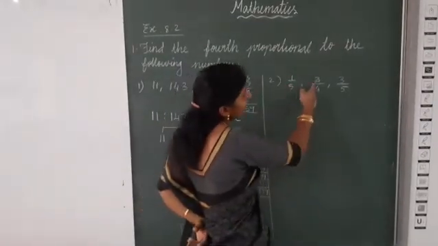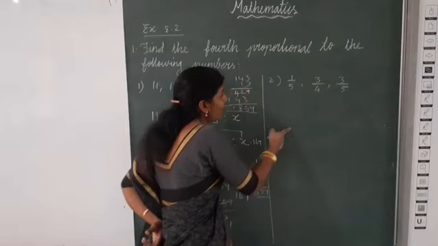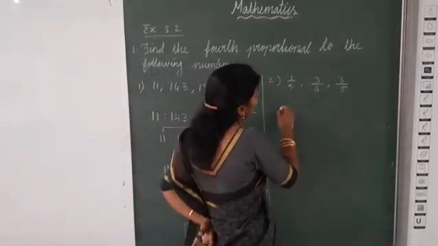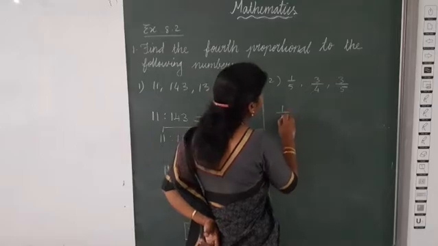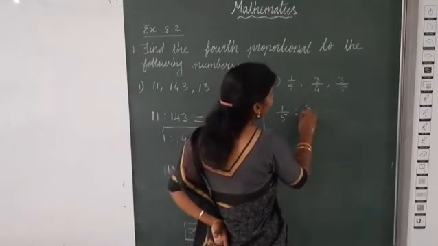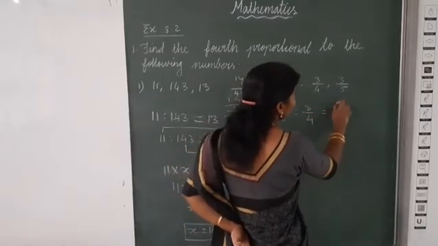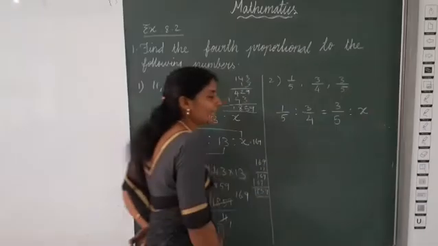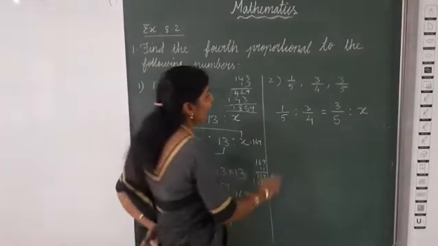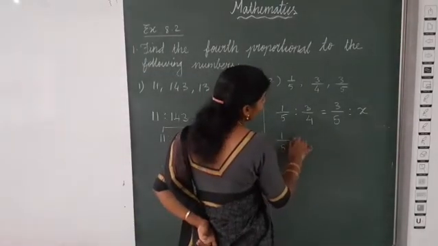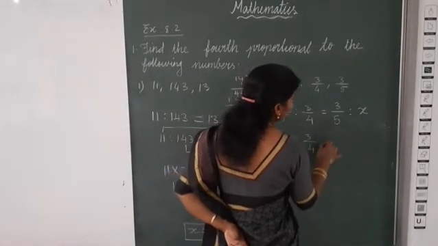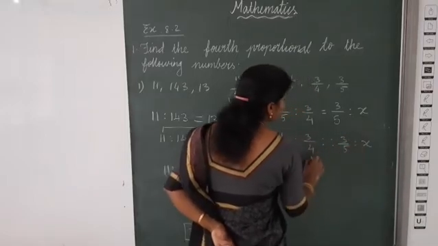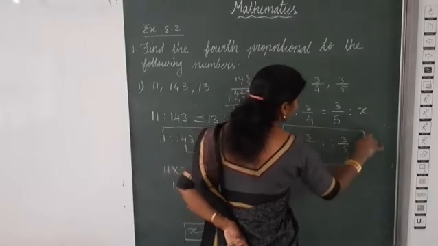Then we can move to the second question. 1 by 5, 3 by 4, then 3 by 5. Now we can write 1 by 5 is to 3 by 4 is equal to 3 by 5 is to x. That fourth proportional we can take as x. Now we can write in proportion form: 1 by 5 is to 3 by 4 as 3 by 5 is to x.